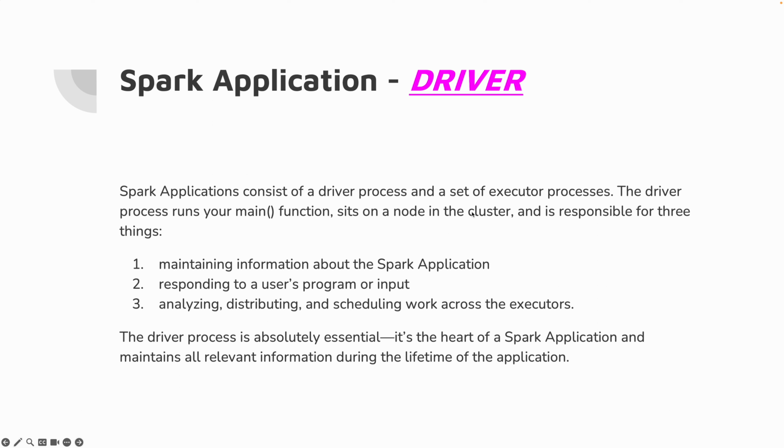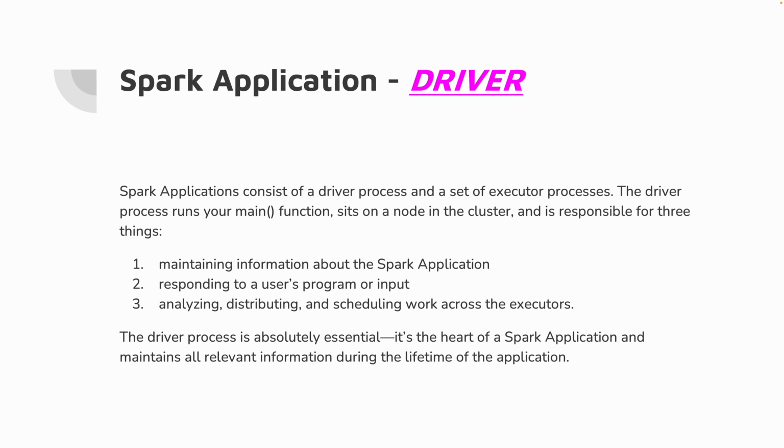Spark application consists of a driver process and a set of executor processes. The driver process runs your main function, sits on a node in the cluster, and is responsible for three main important things. Maintaining information about the Spark application, which is nothing but if you submit a code and send the data of a particular Spark application, then we need to understand whether a Spark job is running, or if it is in queued state, or if it has failed, or whatever the reason it might be.